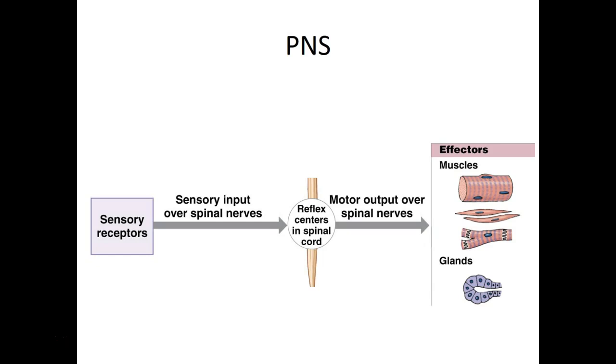All right, and then that information's sent out towards effectors. In some cases, that could be skeletal muscle. In some cases, that could be smooth muscle. In some cases, that could be cardiac muscle. In some cases, it's going to be glands, right?